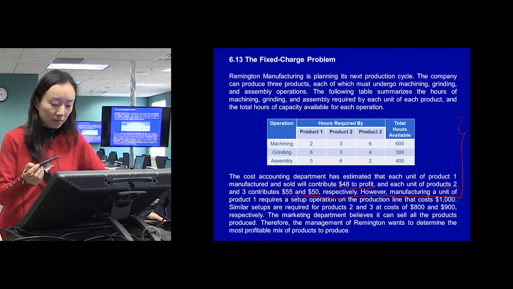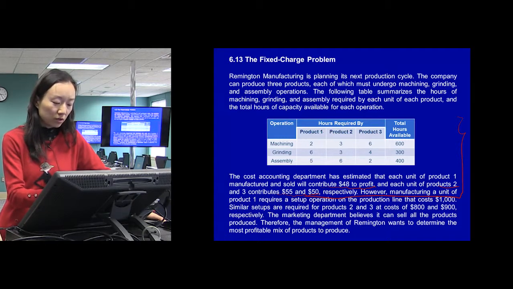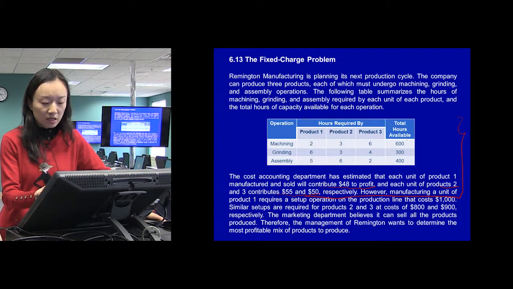You maximize the total profit, and at the same time there is a constraint, which is the total hours available. The total hours used to produce those three products should not exceed the total hours available.